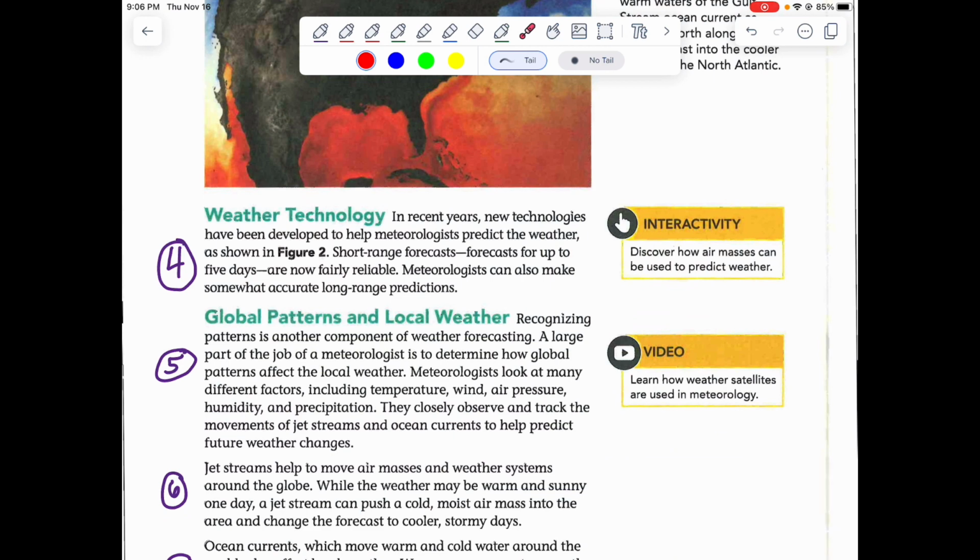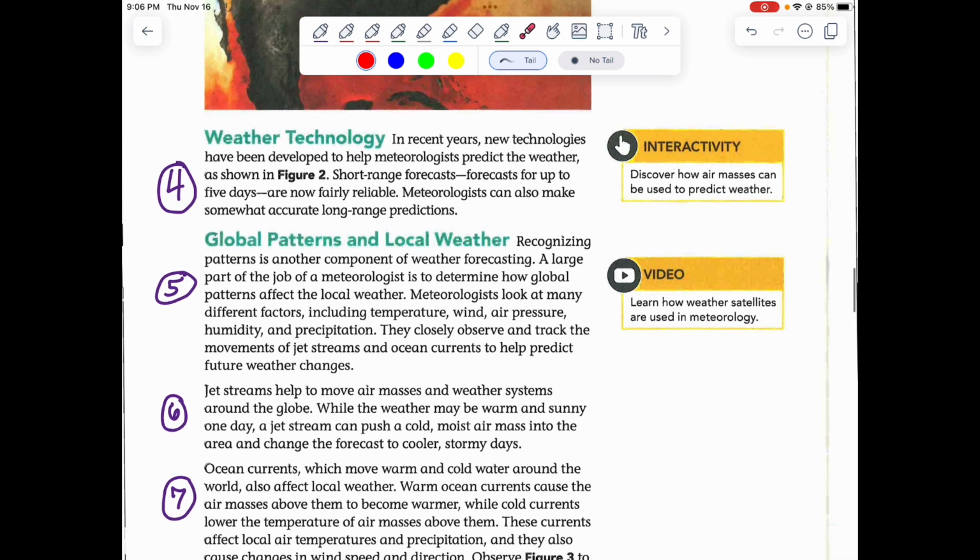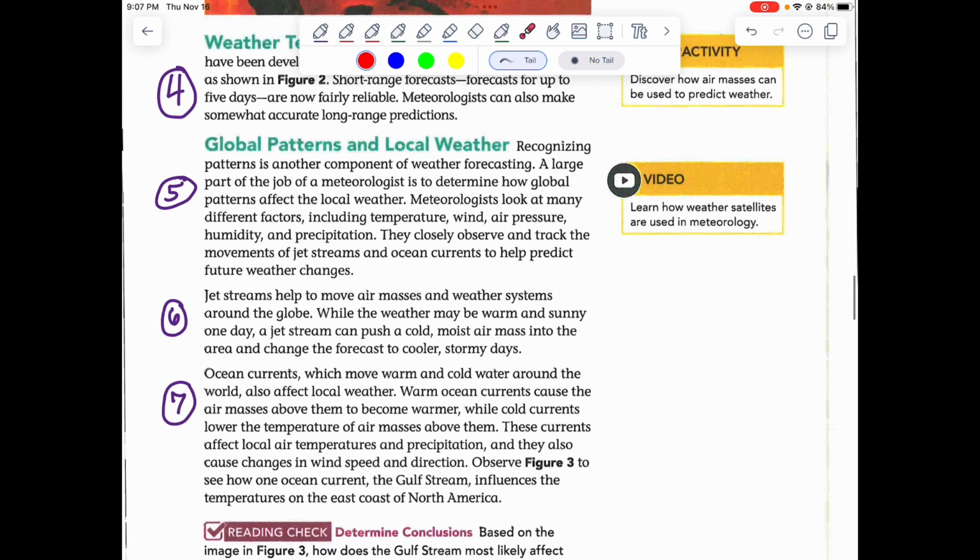Page 77, paragraph 4. Weather technology. In recent years, new technologies have been developed to help meteorologists predict the weather, as shown in Figure 2. Short-range forecasts, for up to 5 days, are now fairly reliable. Meteorologists can also make somewhat accurate long-term predictions.